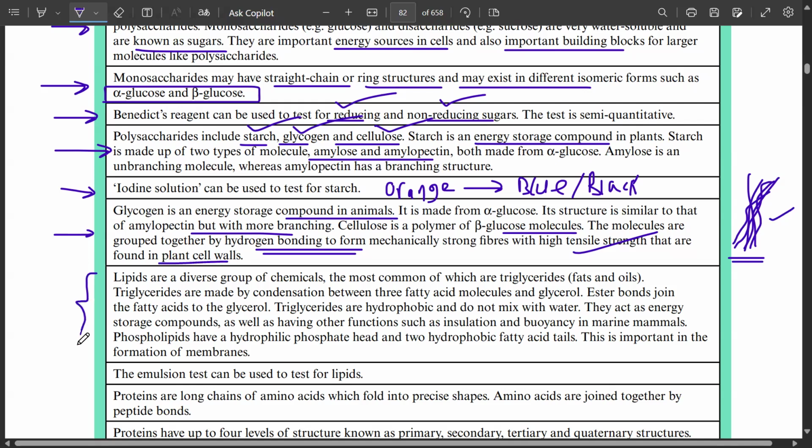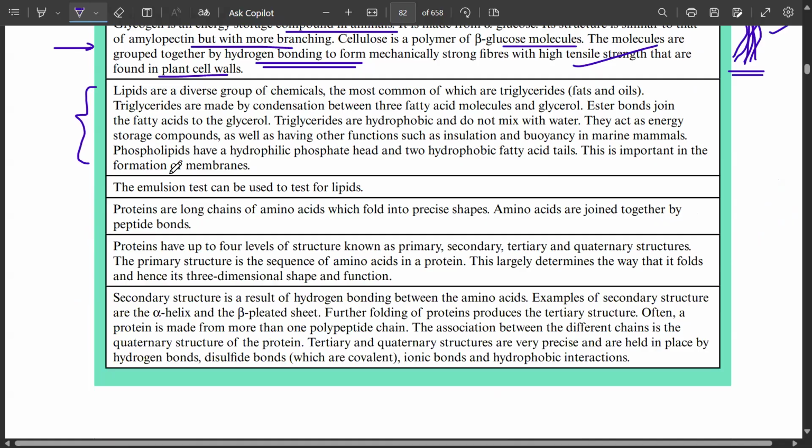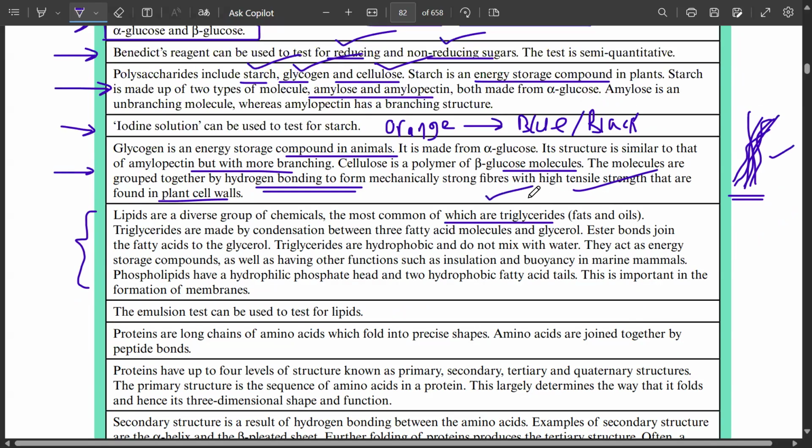Lipids, as we have just discussed in today's lecture, are a diverse group of chemicals, the most common of them being triglycerides, made up of one glycerol molecule and three fatty acid chains. Triglycerides are made by condensation between three fatty acid molecules and glycerol, where ester bonds join the fatty acids to the glycerol. They are all hydrophobic, they do not mix with water, and they act as storage compounds.